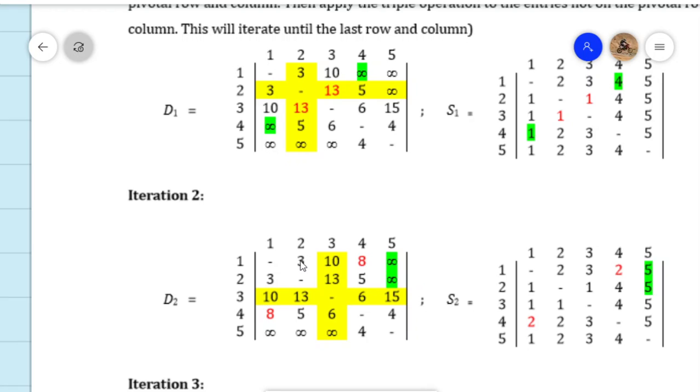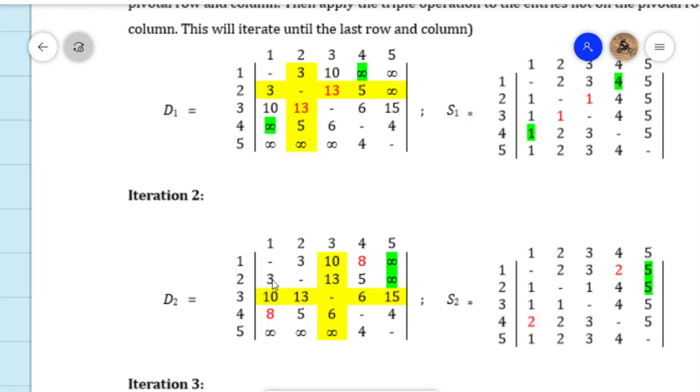Starting with 3. 3 to be compared with 13 plus 10, which is 23. So greater than 3. So we will not mark this. 8 compared with 10 and 6. 10 plus 6 is 16. Greater than 8. So we do not mark 8. Next, 10 plus 15. 10 plus 15 is 25. Less than infinity. So we now mark infinity in the first row.